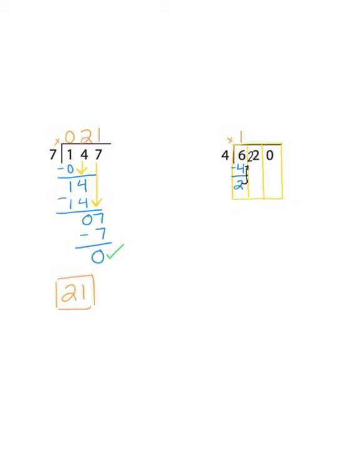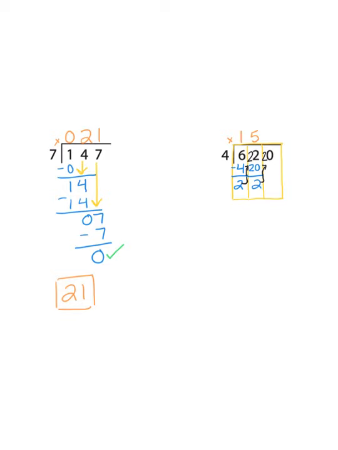And now in the next box, I'm working with the number 22. I know that 4 can fit into 22 5 times. 5 times 4 is 20. When I subtract, I get 2. Bring that up to the next box, and now I'm working with the number 20 in the next box.